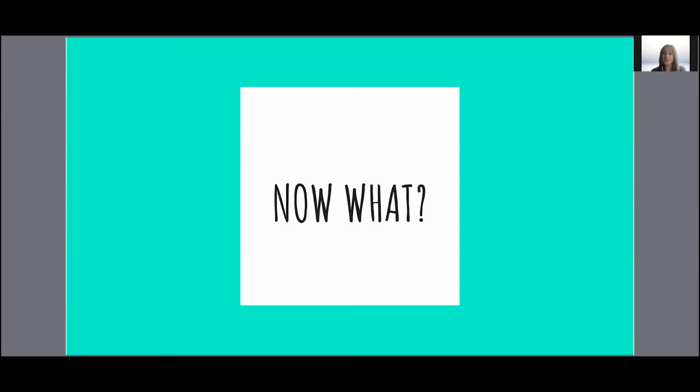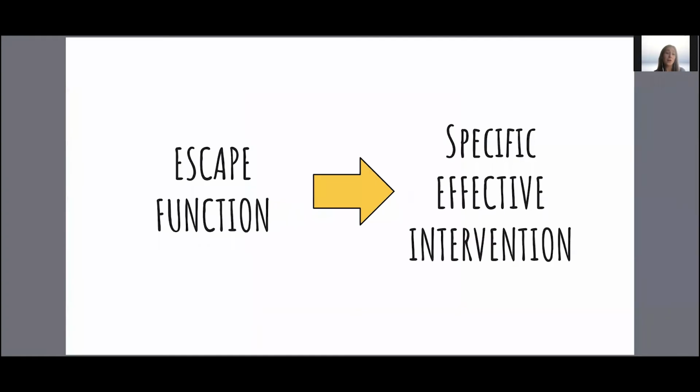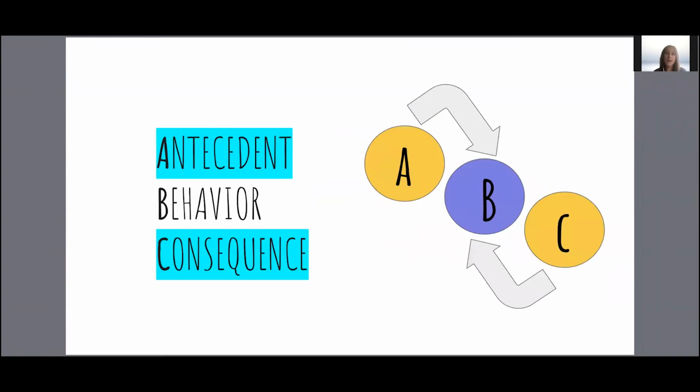And now what? Now that we found out the function, what are we going to do? Well, now that we know that the function is escape, applied behavior analysis gives us specific interventions for the function of escape that we can use to address problematic behavior. And how are we going to do that? Well, we can modify something that happens before the behavior, so the antecedent, and we can modify something that happens after the behavior, as that consequence.